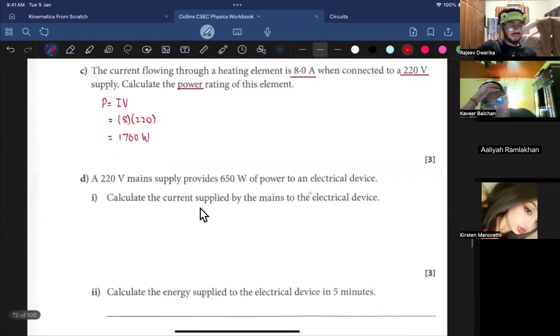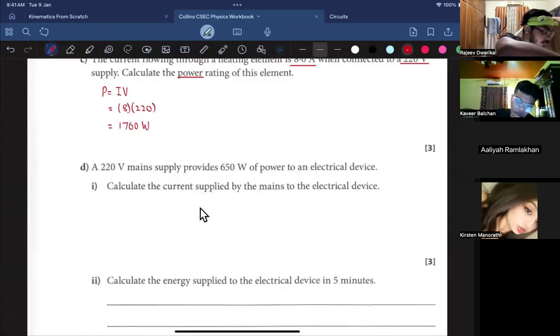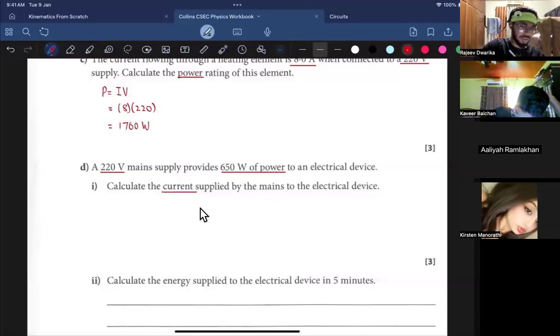All right. A 220 V mains supply provides 650 watts of power to an electric device. Calculate the current supplied by the mains to the electrical device. Okay, so in this question, what did they give us, Aliyah? Tell me fast. They gave us the voltage and the power, right? And what we had to find is the current. Okay, so what formula do you know that has voltage, power, and current in it? P is equal to IV.